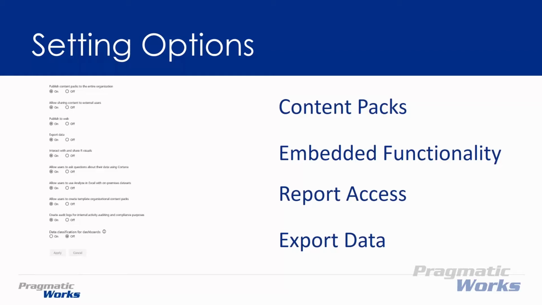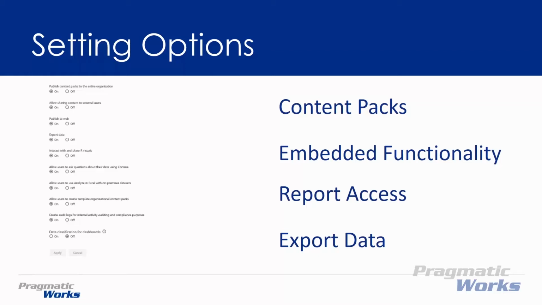The ability to export data, that is an option. It is not necessarily turned on, although most installations do have that turned on. Interacting with R, again, that's an option. You can turn that off. Cortana, you can turn that on and off. Using Analyze in Excel is also something you can turn off. Again, all this information is not user specific. It is account specific.